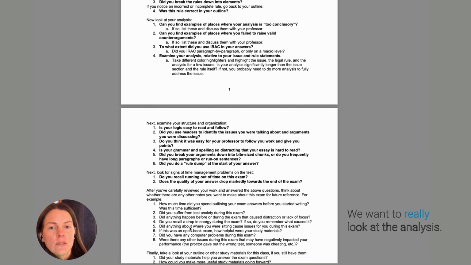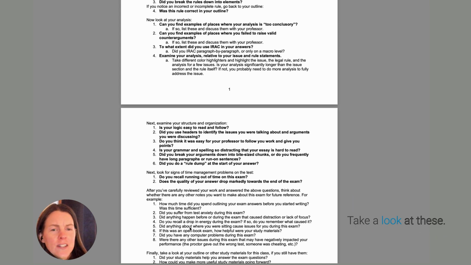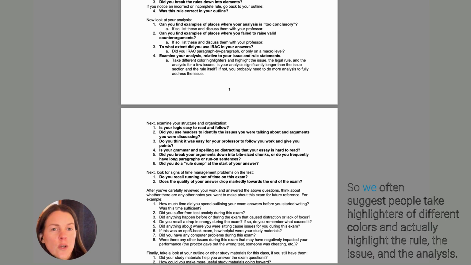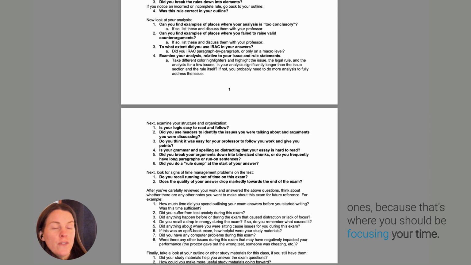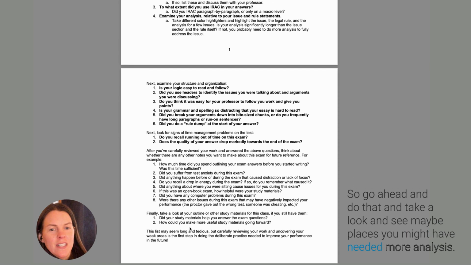All right, next, we want to really look at the analysis. Can you find places where you think your analysis is too conclusory? Are there places where maybe you did not address counterarguments? Take a look at these. Did you use IRAC? Did you use something similar? You really want to examine your analysis also relative, just lengthwise, to your rule and issue statements. So we often suggest people take highlighters of different colors and actually highlight the rule, the issue, and the analysis. So you want to make sure that analysis section is typically longer than the other ones because that's where you should be focusing your time. So go ahead and do that and take a look and see maybe places you might have needed more analysis.